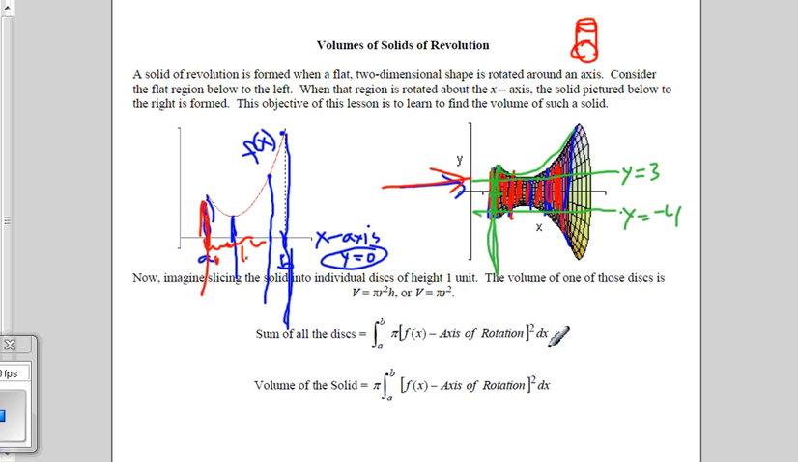So that's the pi r squared, and then this dx actually ends up being the height. Okay, and we said it was 1 before, but depending on what that is, we're going to have an infinite number of those. So the sum of all those disks is the same as the volume of the solid. Let's now look at an example of this and what it's going to look like.